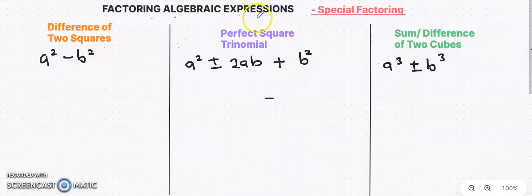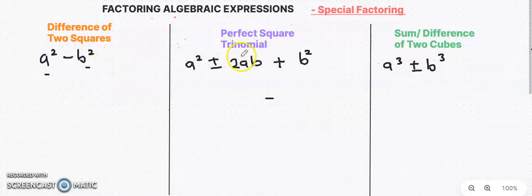Factoring algebraic expressions, special factoring. There are three types of expressions we can factorize in a special way. First is the difference of two squares. This is the square of a term minus the square of another term. So this can be factorized in a special way.